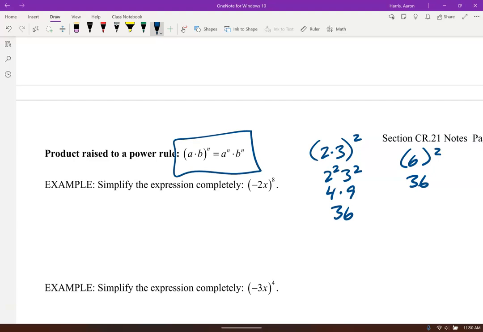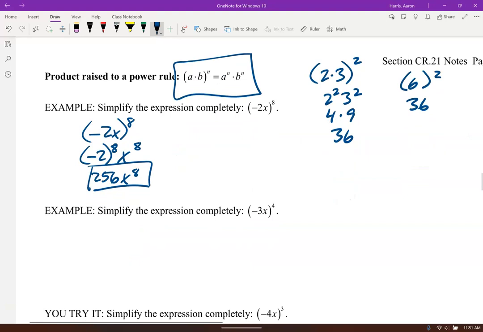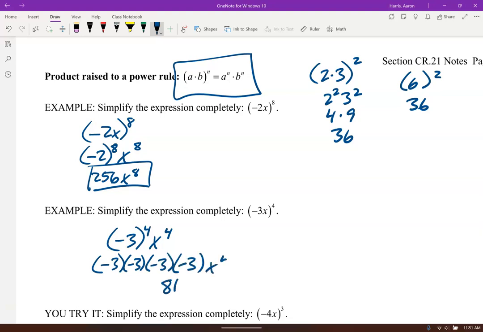So for this one, we would have negative 2x to the 8th. That's negative 2 to the 8th, x to the 8th. And then you take that -2 to the 8th, and you get 256. This next one we would get -3 to the 4th, x to the 4th. So -3 to the 4th would give us 81 x to the 4th.